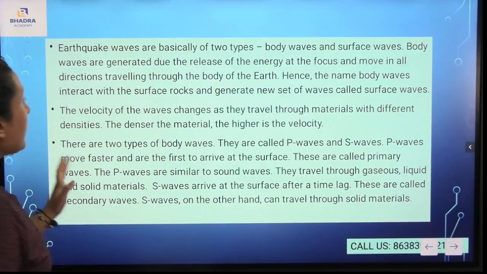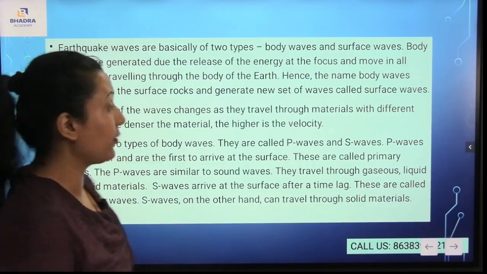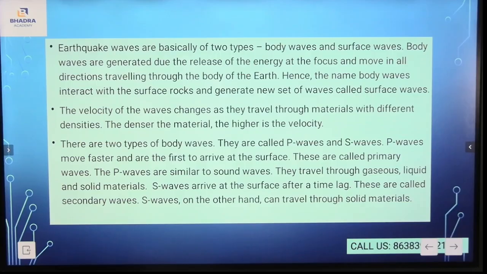Now, here we will be understanding different kinds of earthquake waves. What are the different kinds of earthquake waves? Earthquake waves are basically of two types: body waves and surface waves.